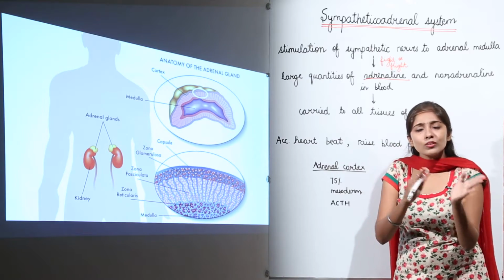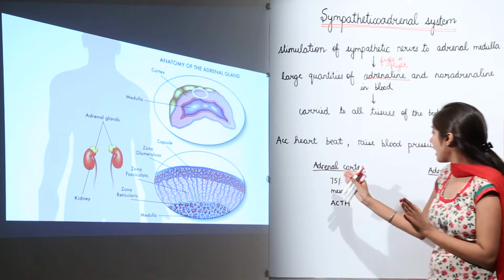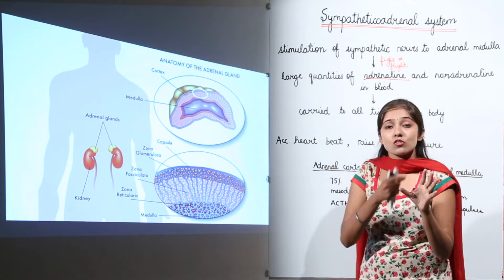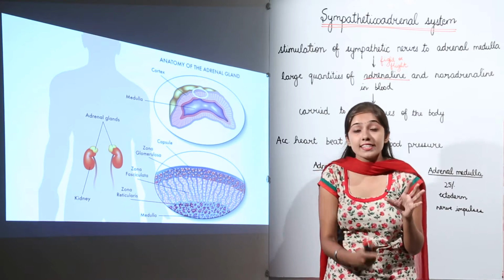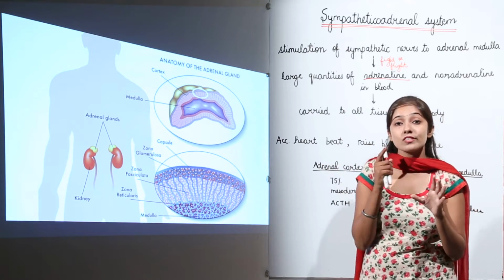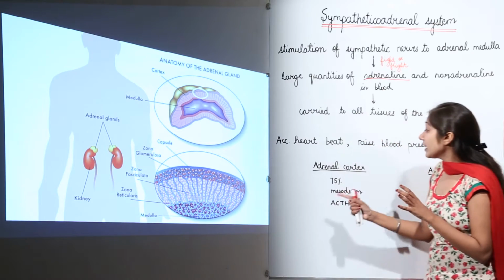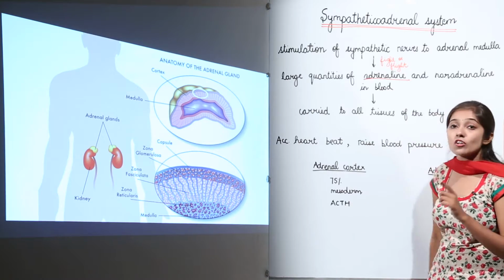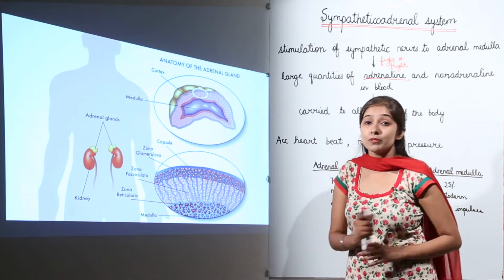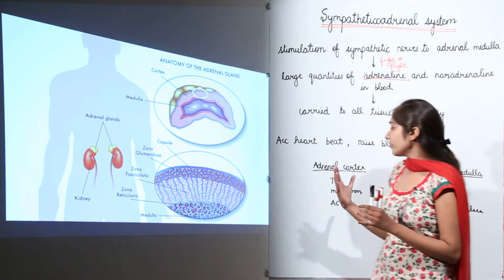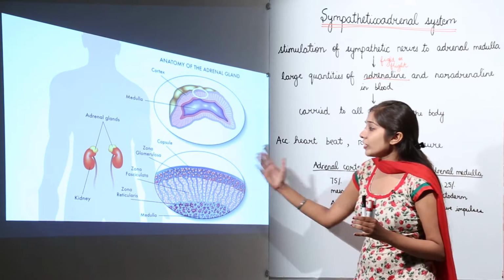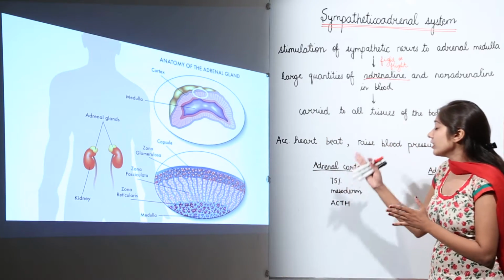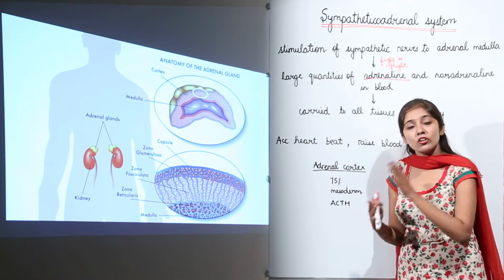So, you can make out the difference between the adrenal cortex and the adrenal medulla in this way. Remember, the release of hormones from the adrenal medulla is going to be stimulated by the sympathetic nerves of your sympathetic nervous system. But the release of hormones from the adrenal cortex is going to be under the control of ACTH, which is a hormone secreted by the anterior lobe of the pituitary gland. So, you can make out the differences. Well, the adrenal cortex has these three zones, but the adrenal medulla has no such zones.